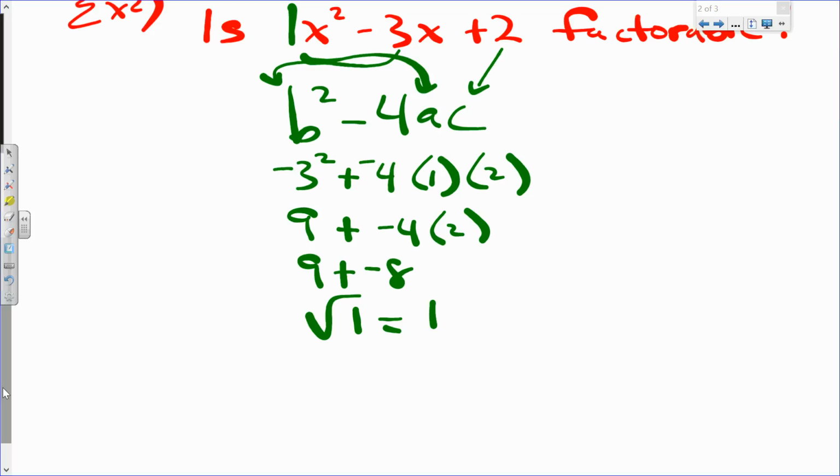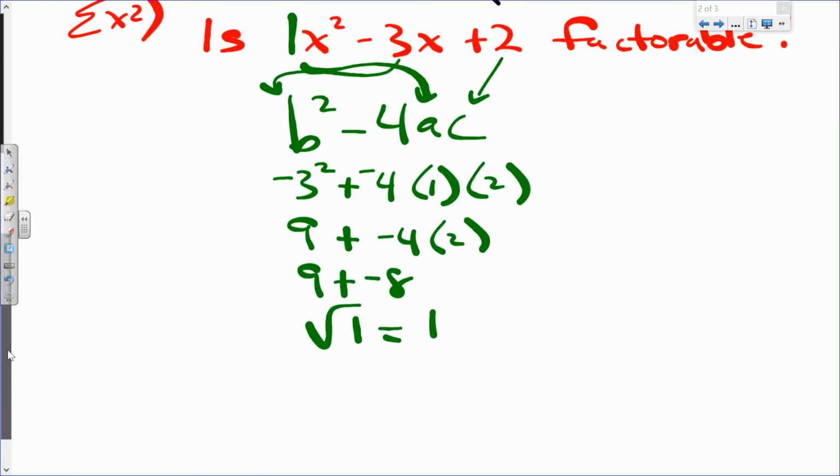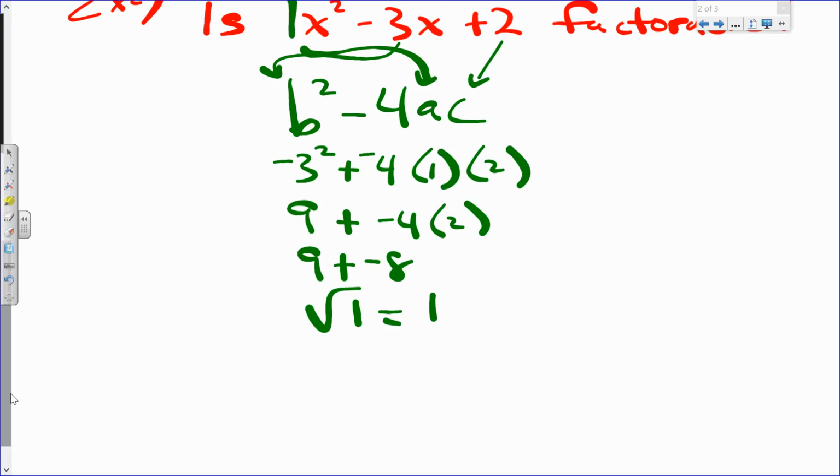So this is factorable. I wouldn't be wasting my time, in other words, trying to find the factors of x squared minus 3x plus 2. I know they exist. So I can be confident that they exist. Let's find them right now, because we're on it.